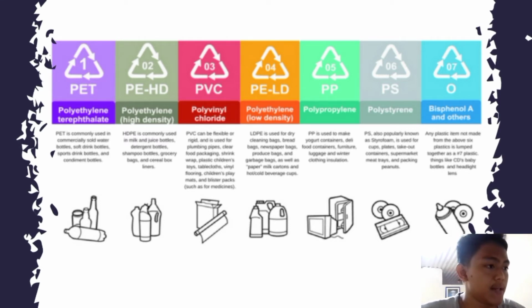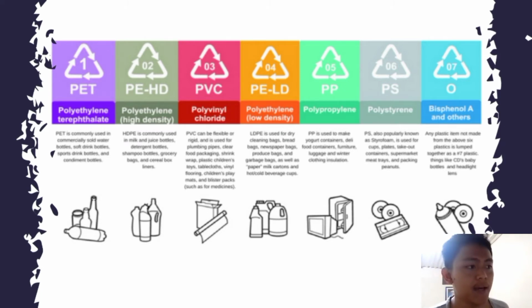Next is the type 6, PS, or the polystyrene. Is also popularly known as styrofoam. So, styrofoam po is isa sa mga pinaka-common na plastic na ginagamit sa mga styro cup, yung ginagamit sa mga noodles. Yun po yung mga sa mga handaan na styrofoam.